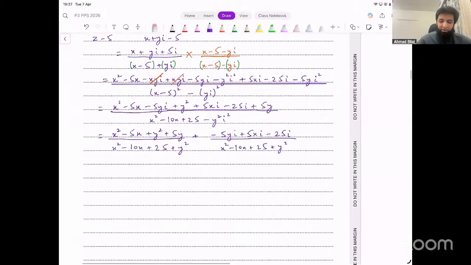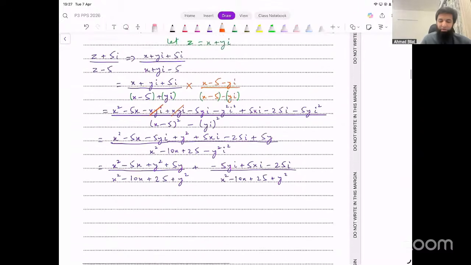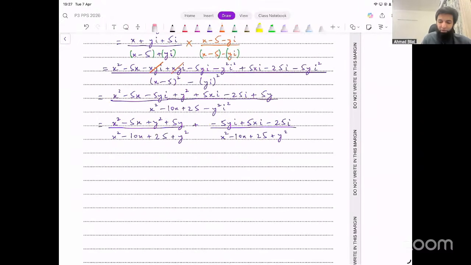Now they are saying the imaginary part is 0. So all we have to do is, this thing, we put this equal to 0. So we ignore the real part. We don't really need that anywhere. We just have to put this thing equal to 0.